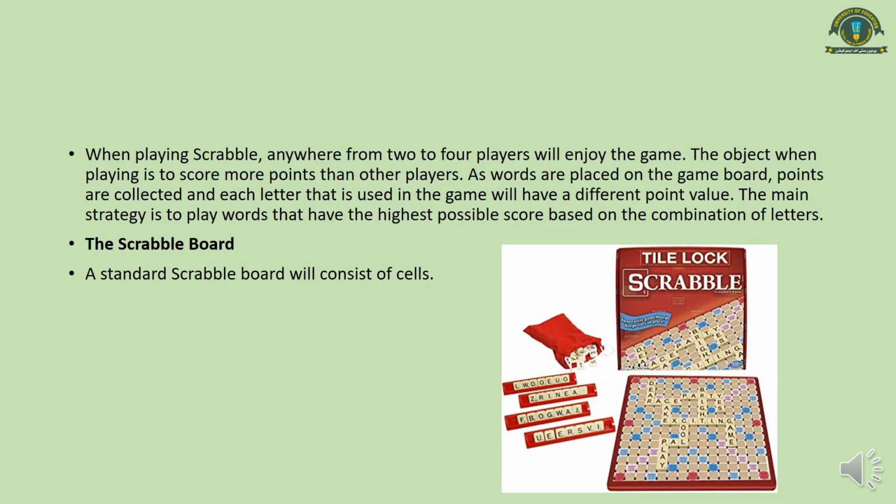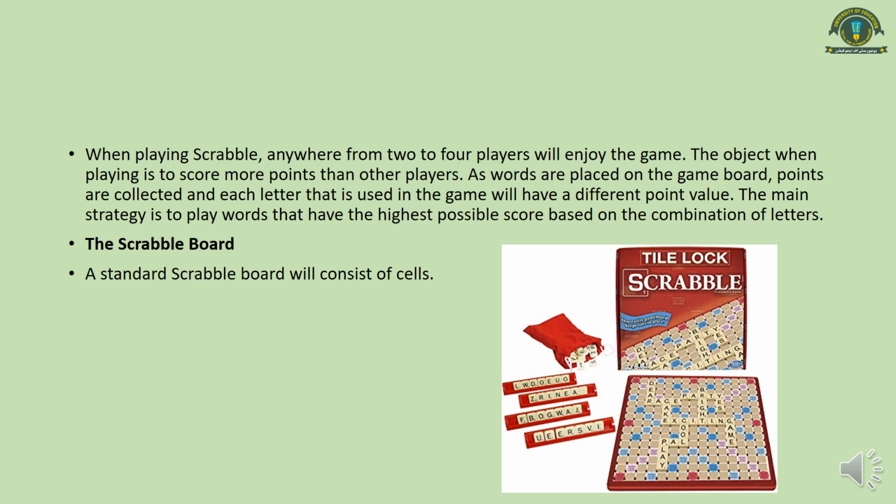When playing Scrabble, anywhere from 2 to 4 players will enjoy the game. Though you can play the game alone, the object when playing is to score more points than other players, so you need more people with you. As words are placed on the game board, points are collected and each letter that is used in the game will have a different point value. The main strategy is to play words that have the highest possible score based on the combination of letters. So this is a crossword, but this is giving you some value of each word. So by making a very good word, you can get a very good score.